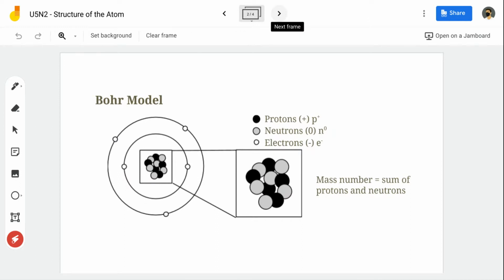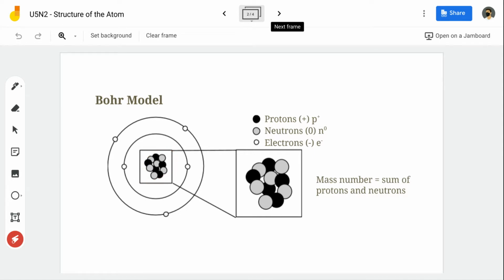One way we can draw this is with a Bohr model, which shows the same information, that we have a clump of particles in the middle with these electrons orbiting on the outside. And we'll get into more detail as to how these electrons are positioned on these different rings. But for today, we're going to focus mostly on the particles in the center, which are protons and neutrons.